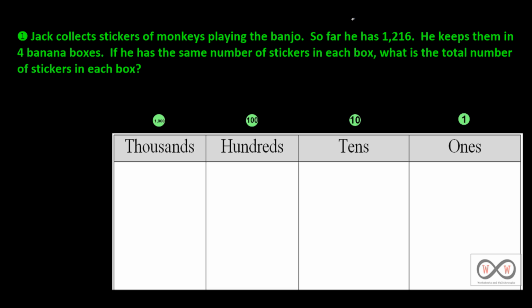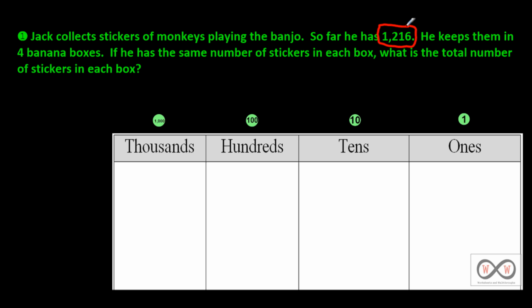out the math information. Sentence 1. Jack collects stickers of monkeys playing the banjo. Interesting and unusual, yet it's just story and information. Next sentence. So far, he has 1,216. Did you hear that? 1,216. Definitely some important math information. If you're thinking that, good for you.